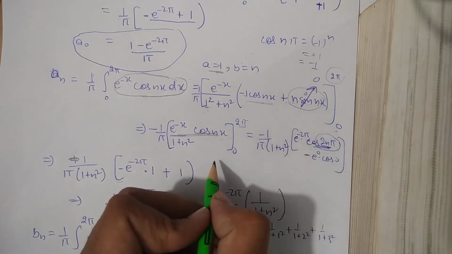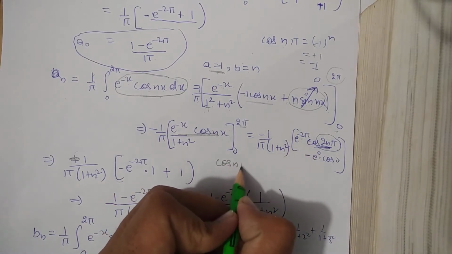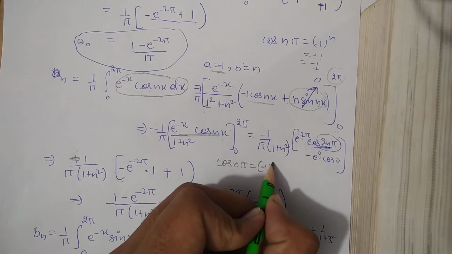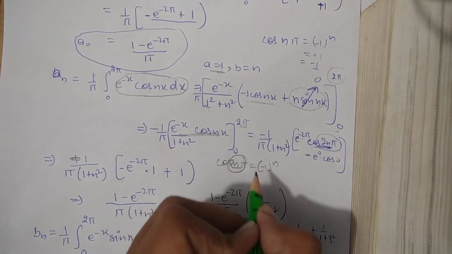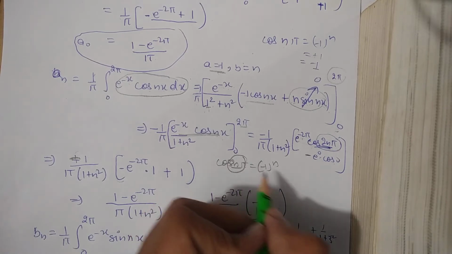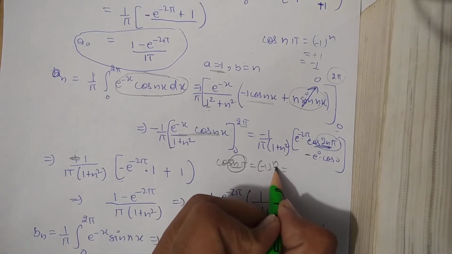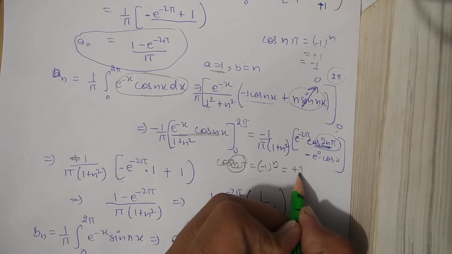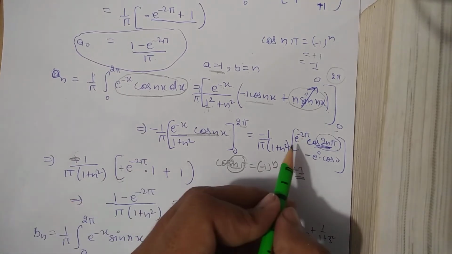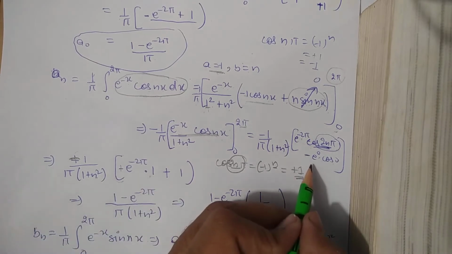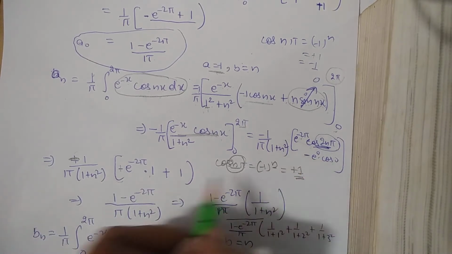Students, one more thing: we know that cos n pi is always equal to minus 1 power n. If I multiply this with 2, then this term will be a positive term, meaning an even term. If n is even, this number will always be positive. So this value will be e power minus 2 pi dot 1. And here minus e power 0 and cos 0 will be 1.